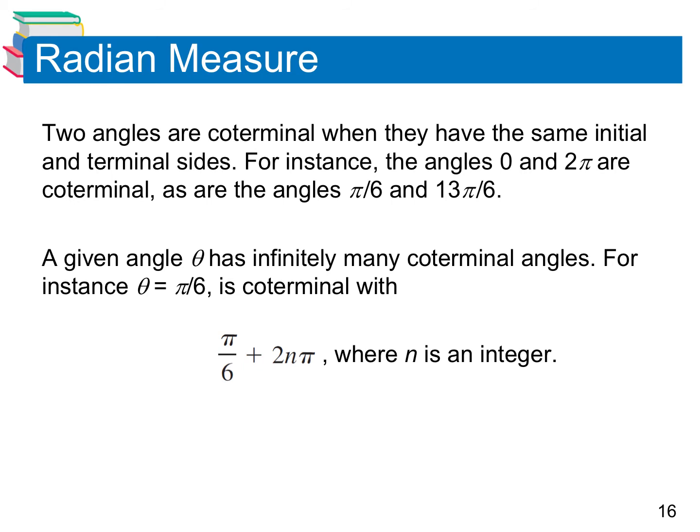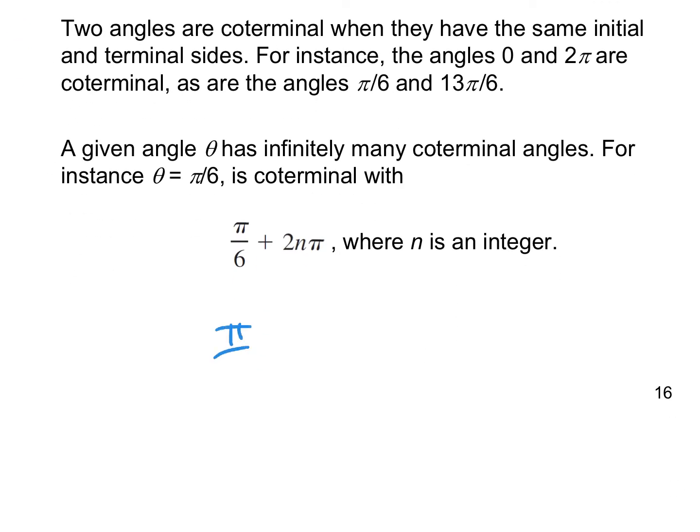So if our angle was pi over 6, to get a coterminal angle we would add 2 pi. And this n just stands for how many times you go around the circle. So if n was 1, we would just be adding 2 pi. If we go around the circle twice, we would be adding 4 pi. So pi over 6 plus 4 pi would also be coterminal.